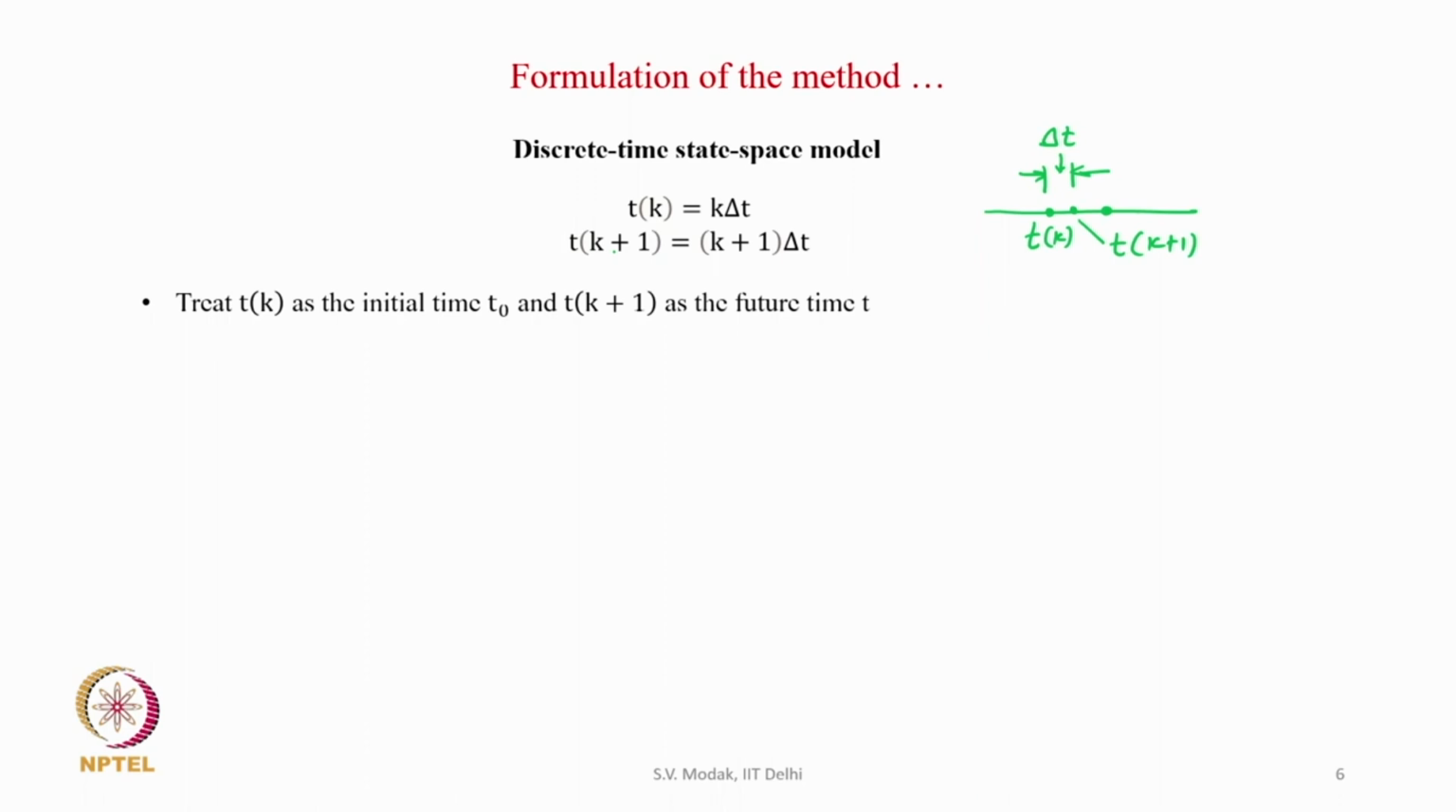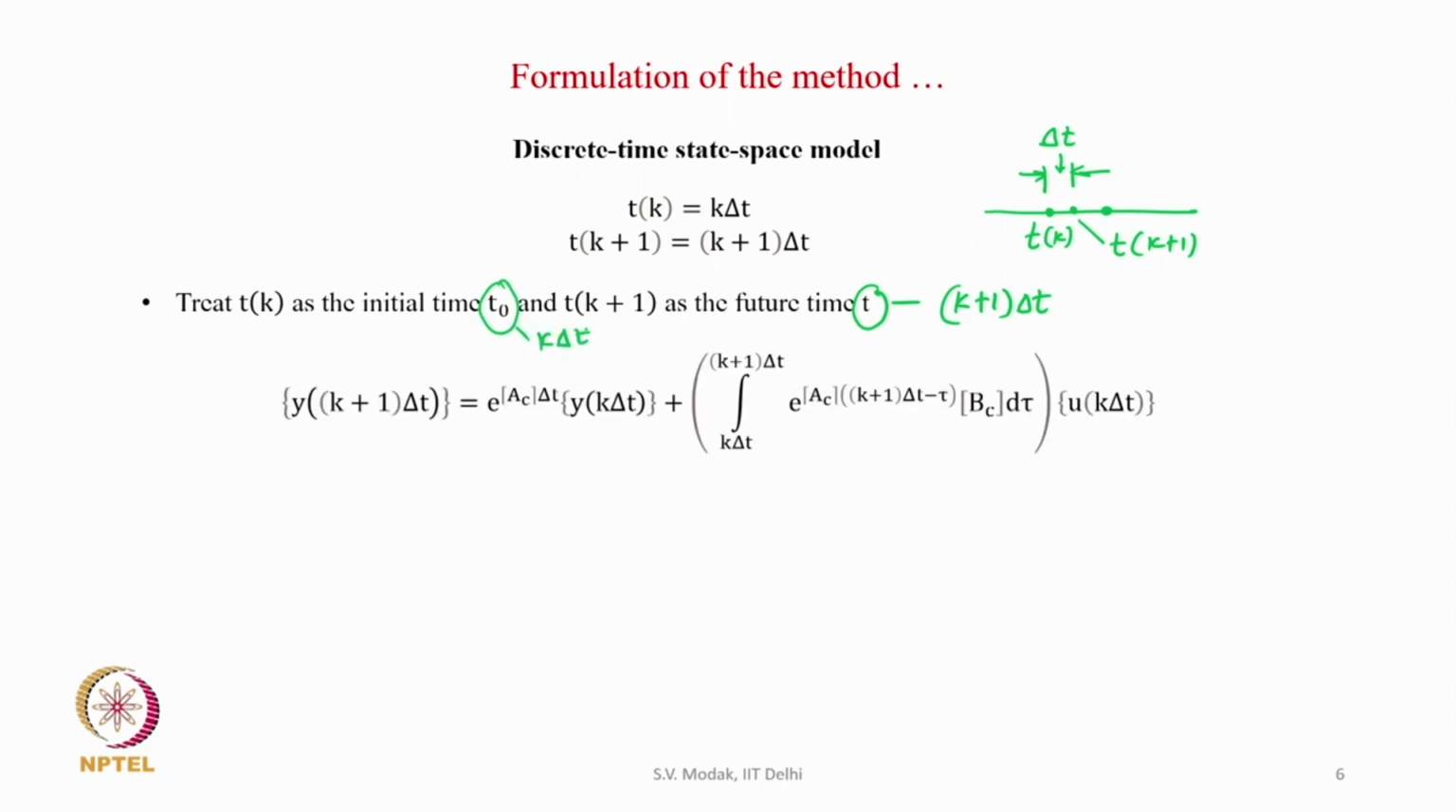Now we treat the t k instant as the initial time t naught, and we treat the next time instant t k plus 1 as the future time t. So, we can replace t by k plus 1 delta t, and t naught by k into delta t. When this is done we get this equation. You can see now we have replaced t and t naught by the corresponding discrete times.